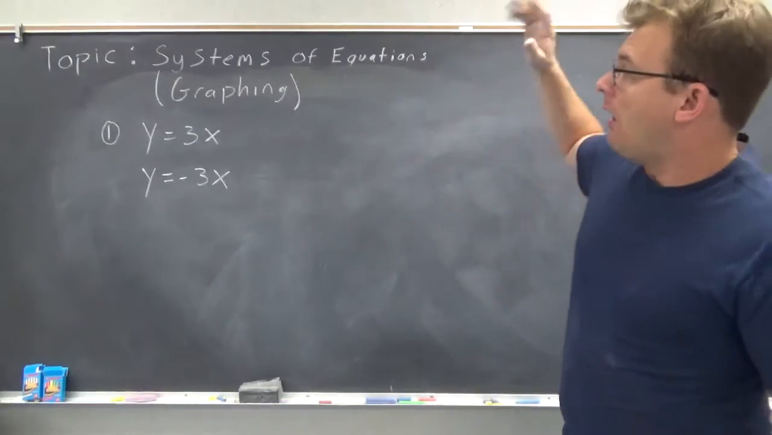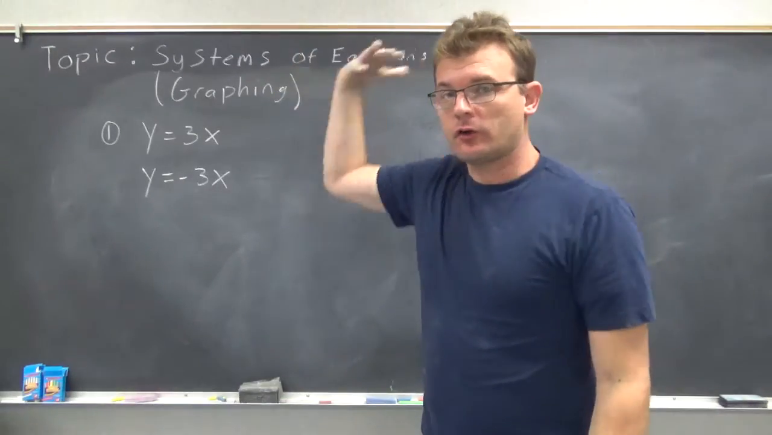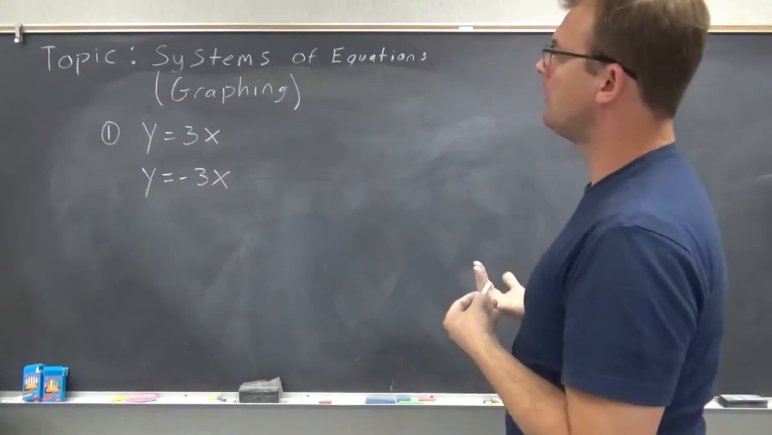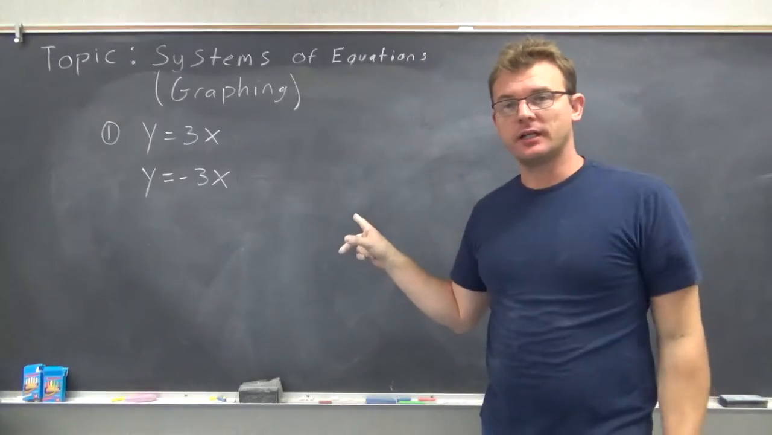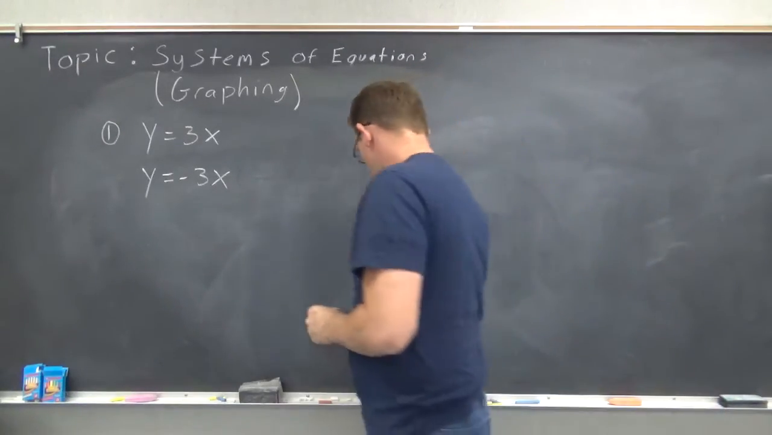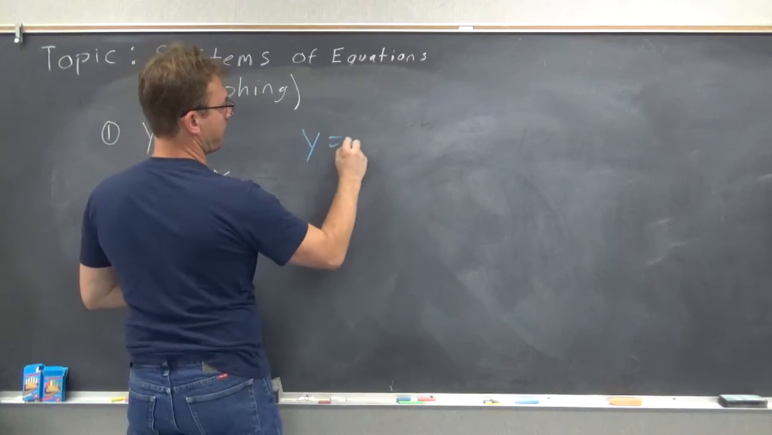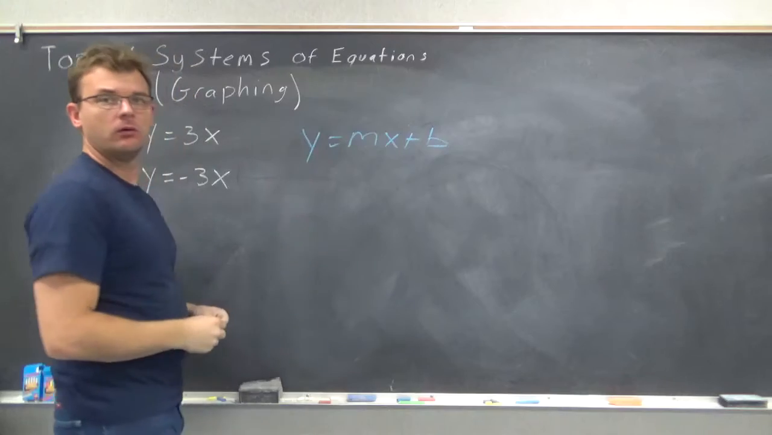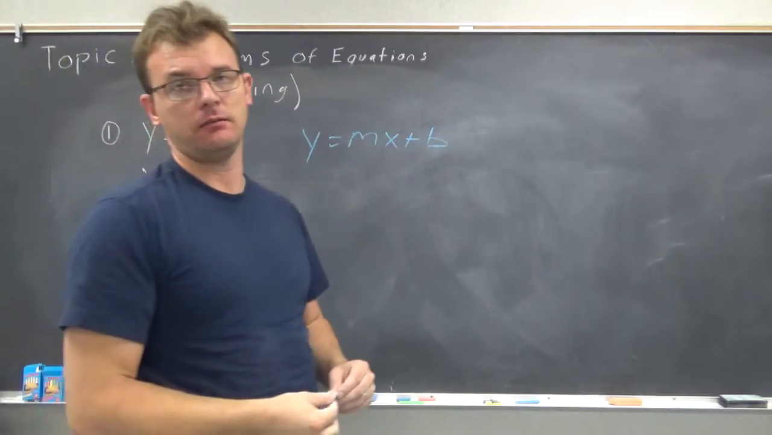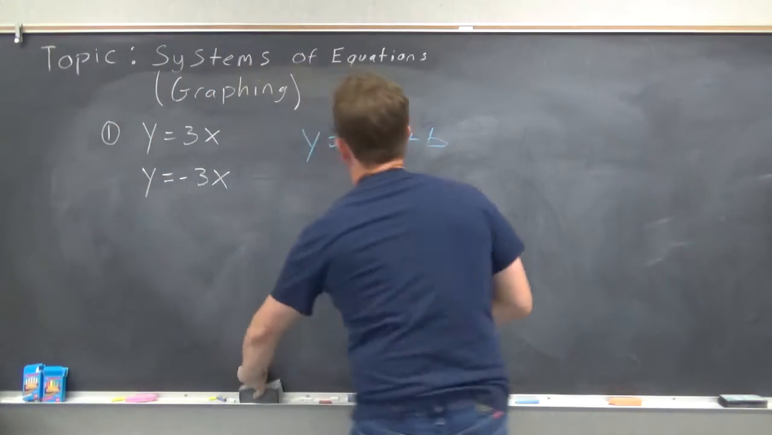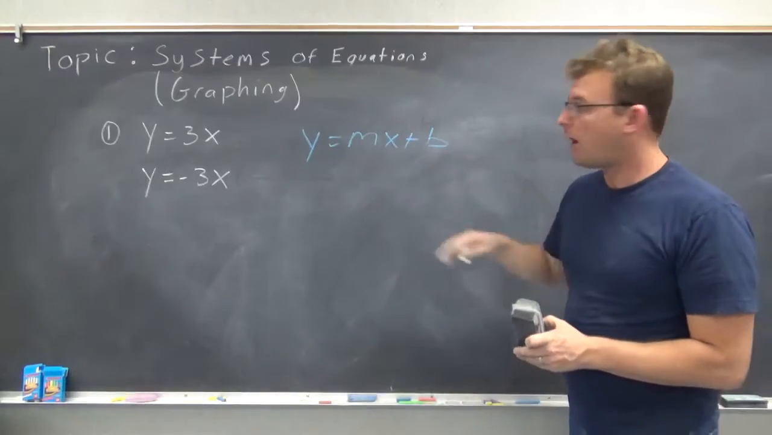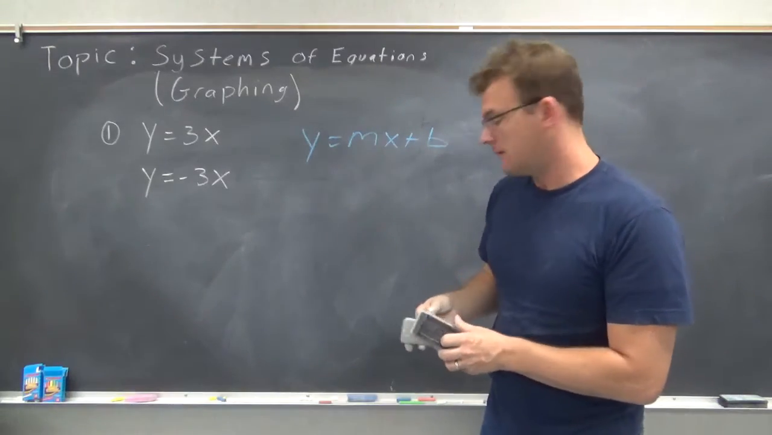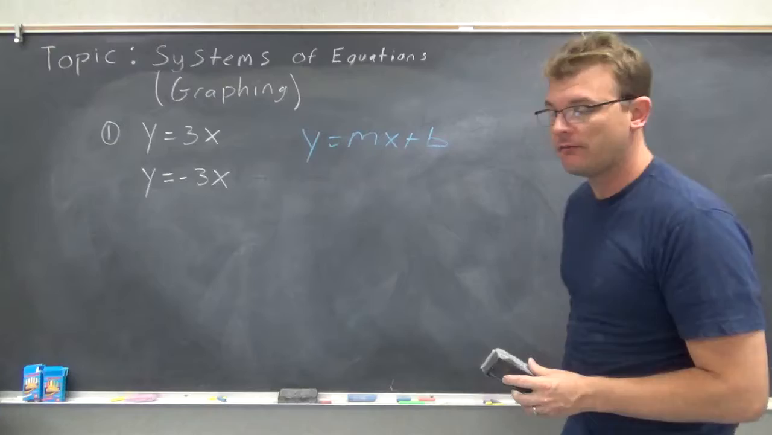Okay, the third part is called graphing. And you can graph these two equations, but remember, you also have to make sure they are in that form of y equals mx plus b. So remember, they have to be in this form of y equals mx plus b. So be very careful of this.